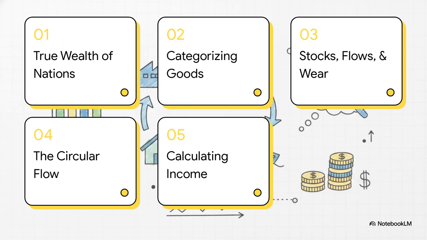To really grasp this whole macroeconomic picture without getting overwhelmed, we're going to build our knowledge step by step. First, the true wealth of nations. Second, categorizing our economic goods. Third, stocks, flows, and where. Fourth, the circular flow. And finally, calculating our national income.